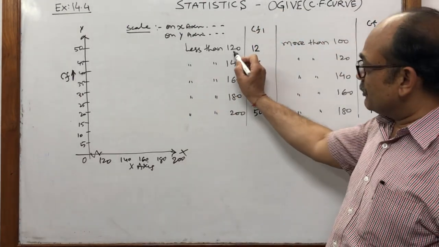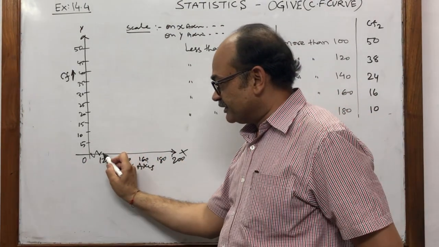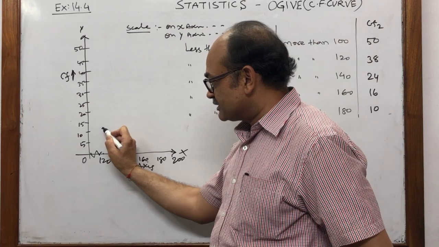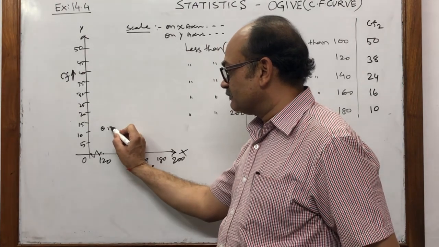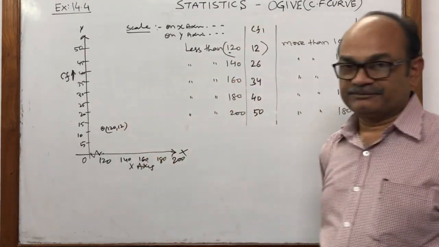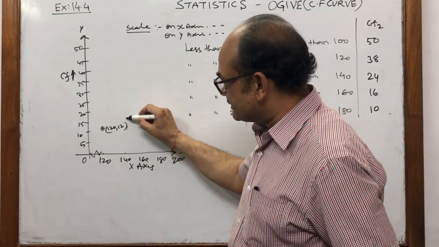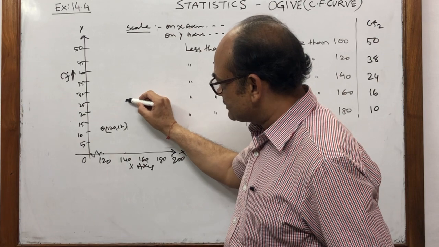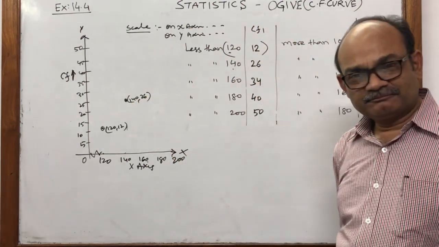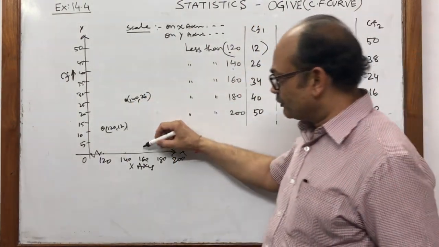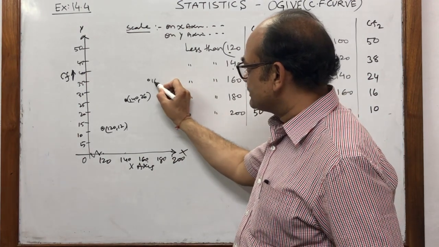Now the next thing: the first pair is 120 with 12. It means here it is 120 and we need 12. So you know where 12 is. Plot them. Right here 120 and 12 is the first point. Second, 140 with 26: 140 and 26, approximately 25 and just above. It is 140 and 26. Easy. Third, 160 and 34: 160, a little below 35. 160 and 34.